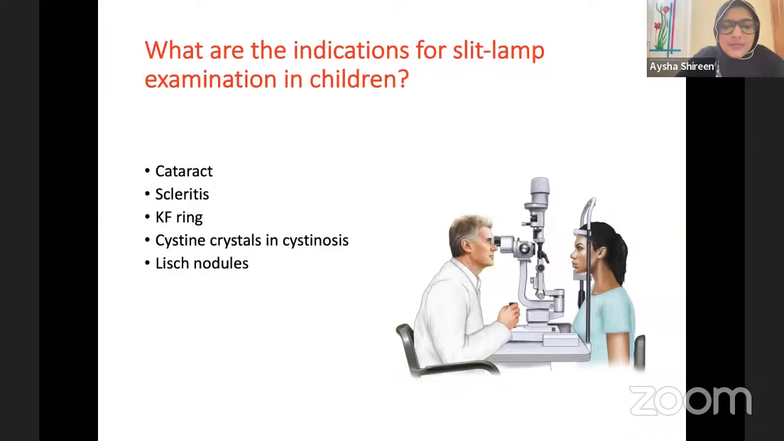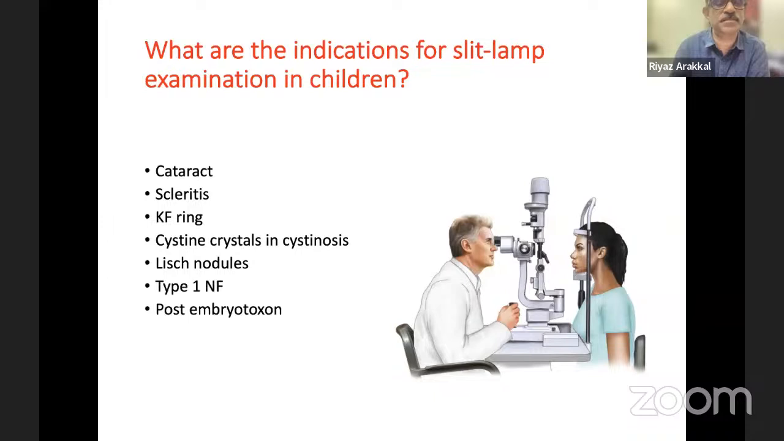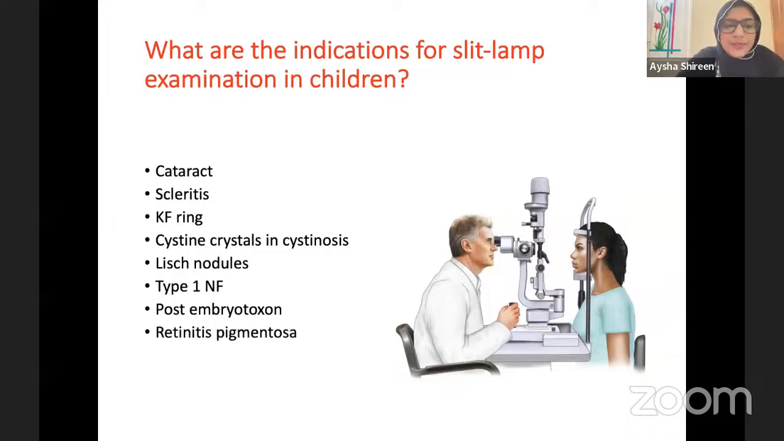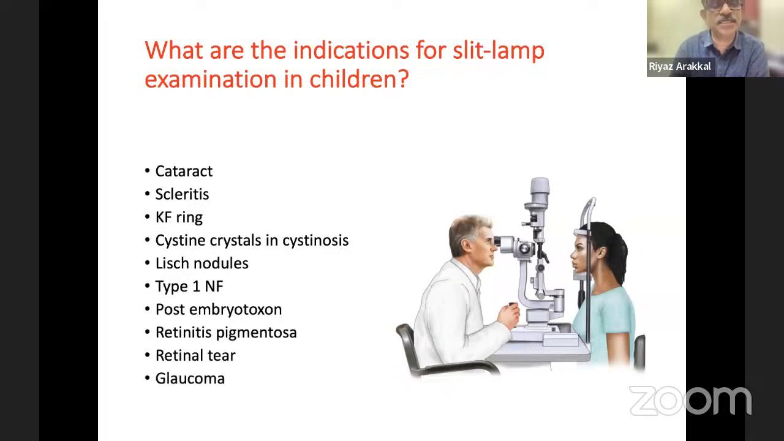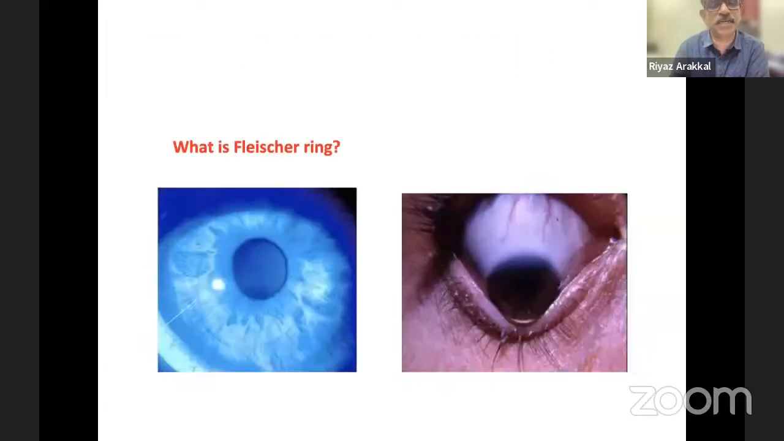Lisch nodules in which condition? Neurofibromatosis type 1. For postgraduate exams, you have to say type 1 neurofibromatosis because you don't get them in type 2. So Lisch nodules in type 1 neurofibromatosis. Then posterior embryotoxon in which condition? Alagille syndrome. Retinitis pigmentosa. Retinal tear can be demonstrated. So it's a very useful procedure, and sometimes it may be asked as a short note also. Glaucoma also can be diagnosed.